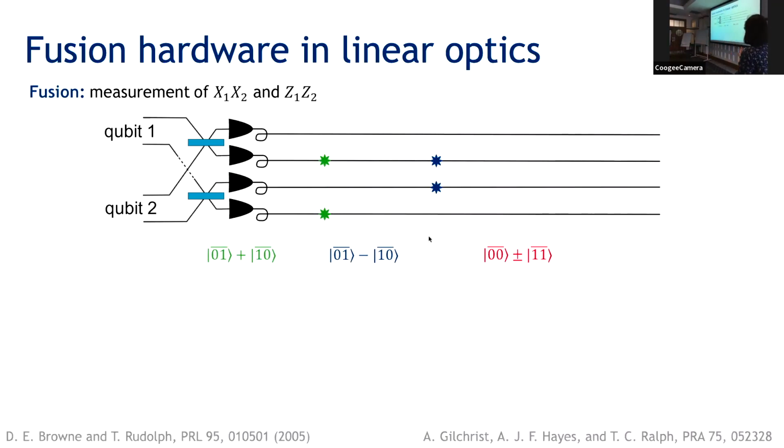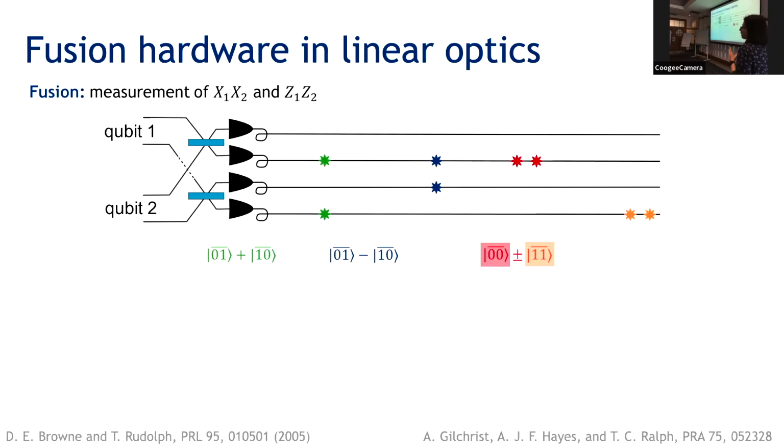But unfortunately, with this setup, you cannot discriminate 00 plus or minus 11. What you can discriminate is 00 and 11. So if you had put in the 00 state, you would actually get two detections in the first detector or the second detector. If you had put in 11, you would get two detections in the third or the fourth detector.